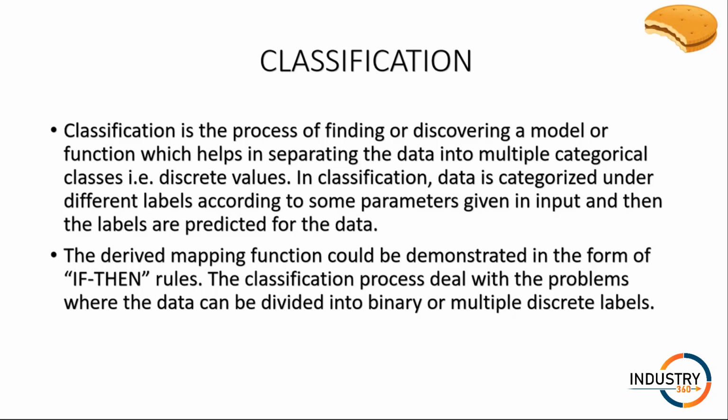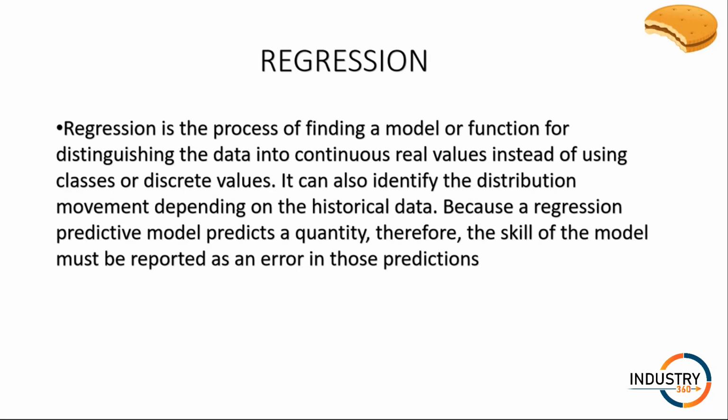Now let's try to understand what is regression. Regression is the process of finding a model or function for distinguishing the data into continuous real values instead of using classes or discrete values. It can also identify the distribution movement depending on the historical data. Because a regression predictive model predicts a quantity, the skill of the model must be reported as an error in those predictions. Now let's try to understand the difference between classification and regression problems using a figure.